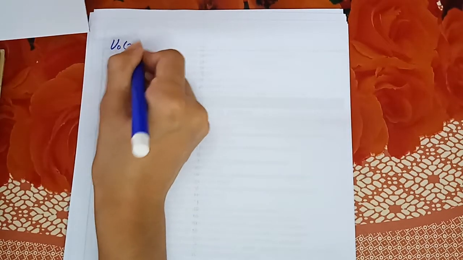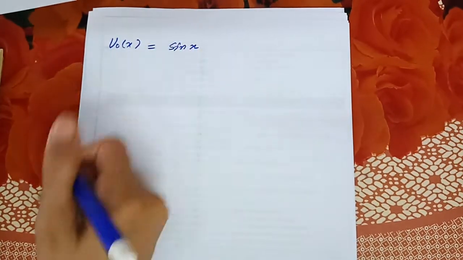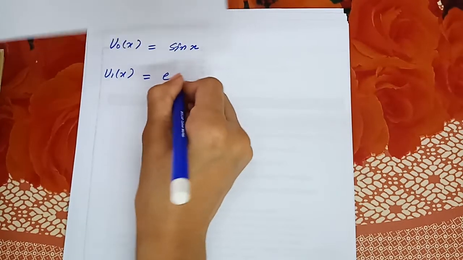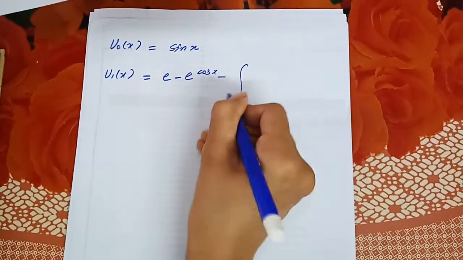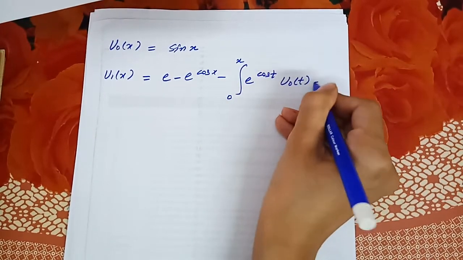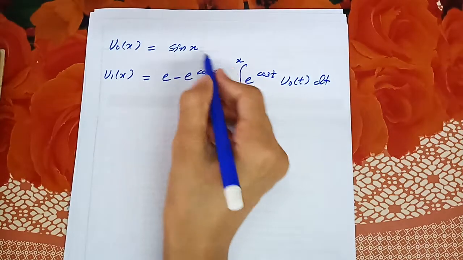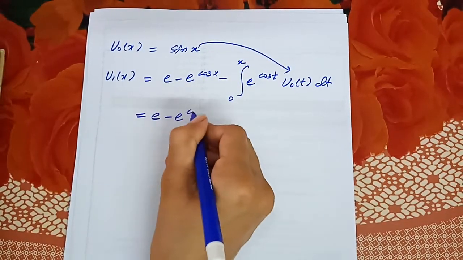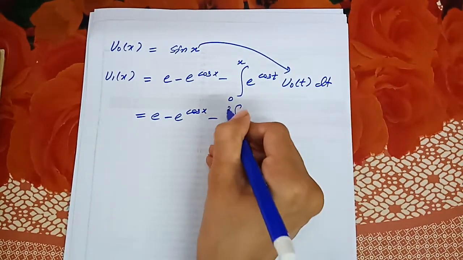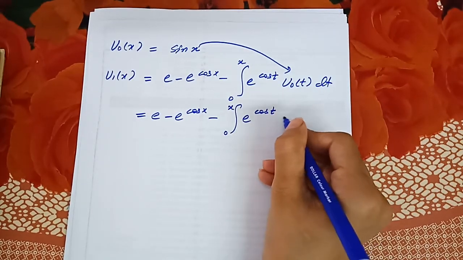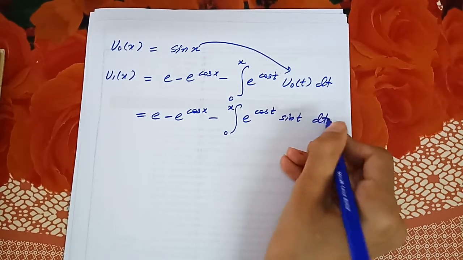u naught of x equals sine of x, and u1 is going to be equal to this second term, that is e minus e cosine of x minus integration from 0 to x e cosine of t u naught of t dt. Now let's plug in this value here because this is u naught. So we'll get e minus e cos of x minus integration from 0 to x e cos of t, where u naught of t is sine of t, dt.